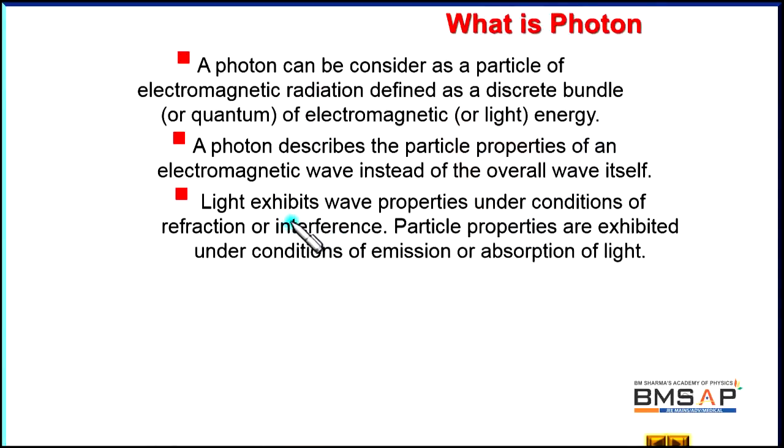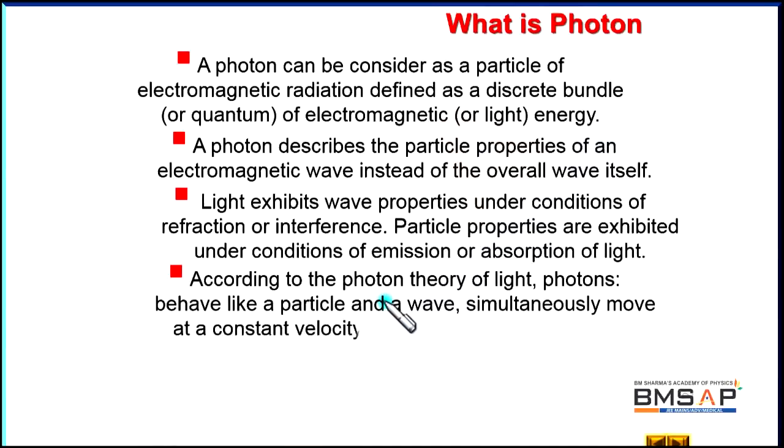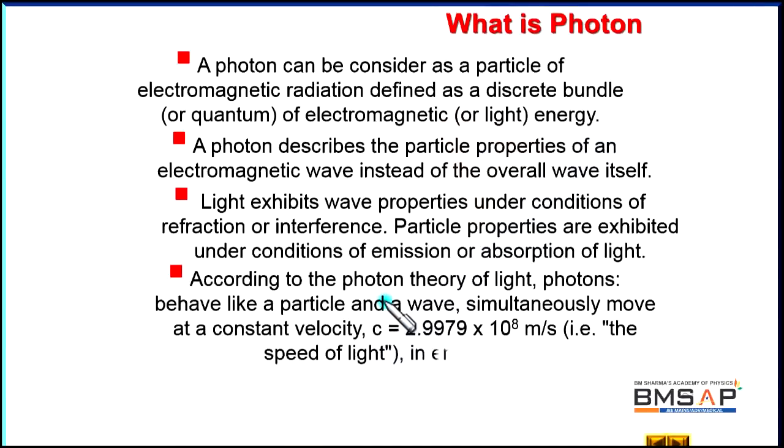And one very important property about the photon: according to the photon theory of light, the photon behaves as both a particle and a wave, as we discussed, and it moves with a constant velocity equal to 2.9979 × 10^8 meter per second. This is nothing but the speed of light in empty space. Okay, so these are some points about the photons.